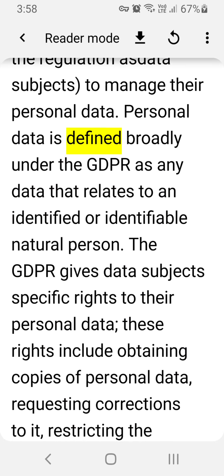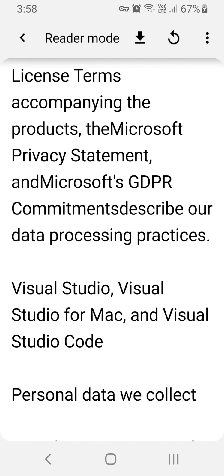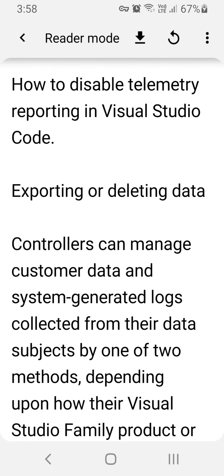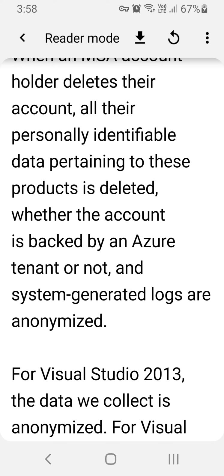Personal data is defined broadly under the GDPR as any data that relates to an identified or identifiable natural person. The GDPR gives data subjects specific rights to their personal data. These rights include obtaining copies of personal data, requesting corrections to it, restricting the processing of it, deleting it, or receiving it in an electronic format.